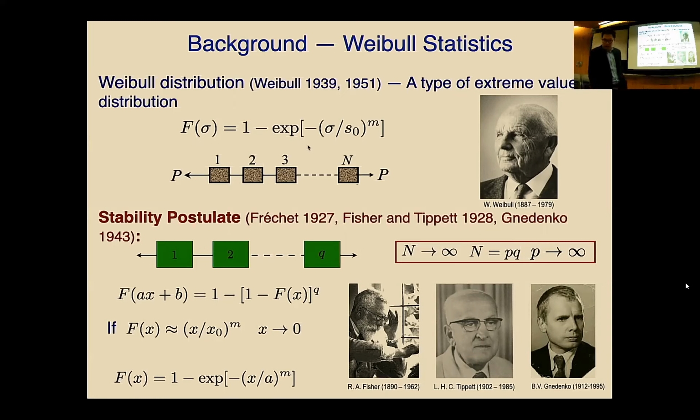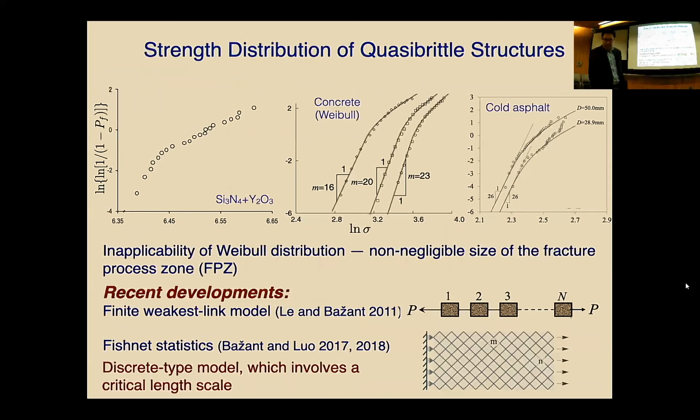Okay, so how about the actual test data we have on hand? If you go to the literature, there is a vast number of tests that have been performed on structures. Here I want to show some examples of laboratory tests on different quasibrittle structures. On the left, you see a ceramic, silicon nitride. The concrete in the middle was tested by Weibull himself. And on the right, you have a coal asphalt that was tested here at Minnesota in collaboration with Professor Stefan. So you can see that I plot everything.